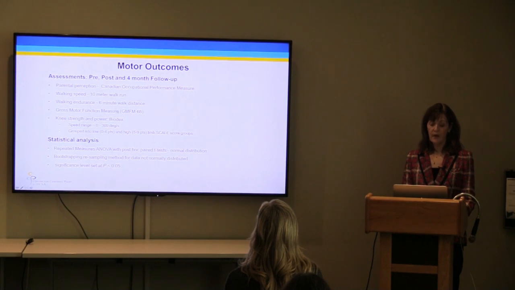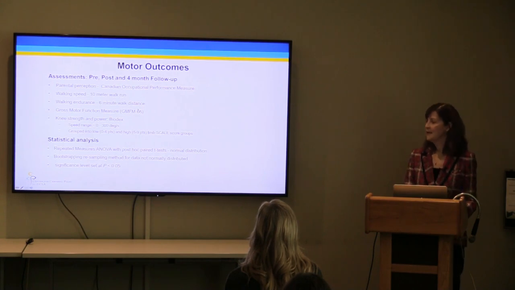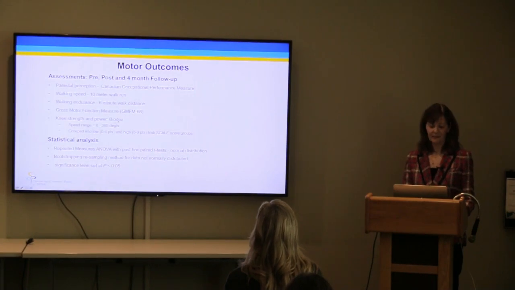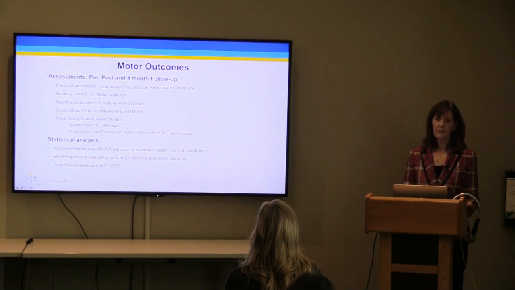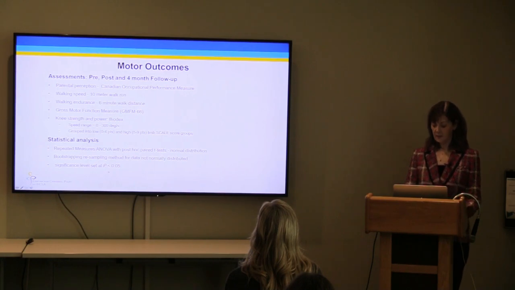We looked at gross motor function, which is a lot of activities. We ask them to go up and down stairs, hop, stand on one leg, kick a ball, step over a stick, lots of different activities. And then knee strength and power on the Biodex machine that I showed you. And for this, we grouped them into high and low scale scores. And then we did our statistical analysis.